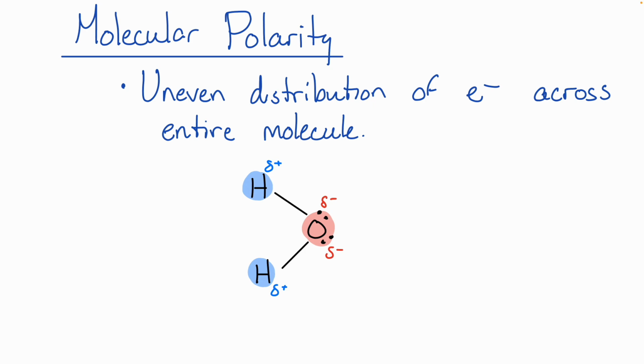All right, so that means that there's an unequal distribution of electrons across this entire molecule. You can see the way that I've oriented it here. This whole molecule has one end with a partial negative charge, and on the other end, between those two partially positive hydrogens, it's got that partial positive charge.